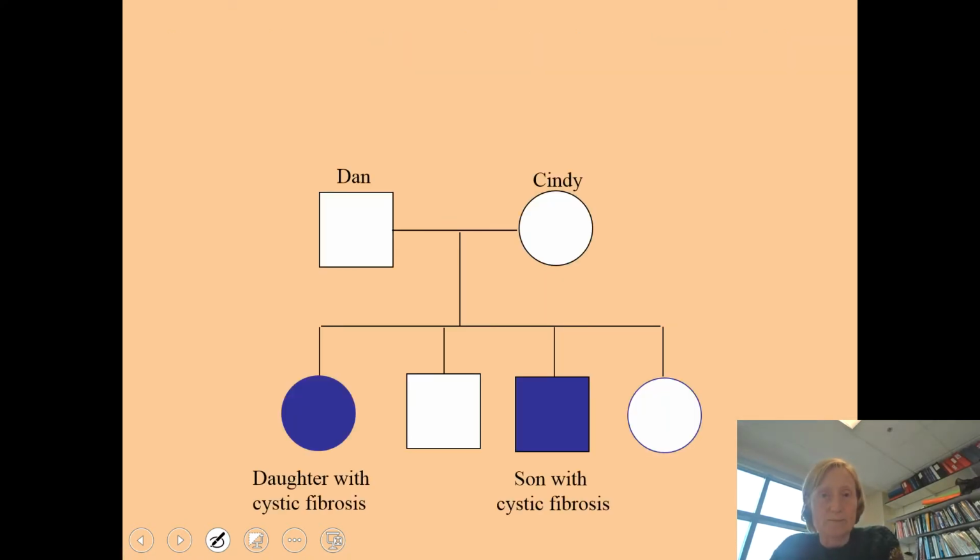Let's try a couple. We have to go back to Dan and Cindy. Remember, I said I'd come back to them. Dan and Cindy, remember, are this couple who had a child with cystic fibrosis. Their 3rd child, a son, was born with cystic fibrosis, and they couldn't quite figure out how this was inherited, and then they found out that their first daughter also has cystic fibrosis.